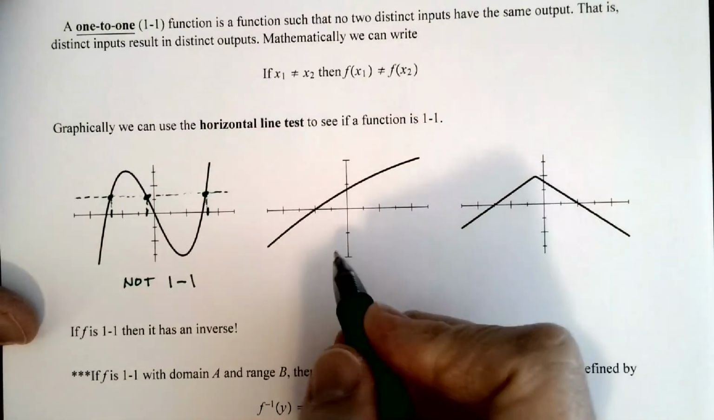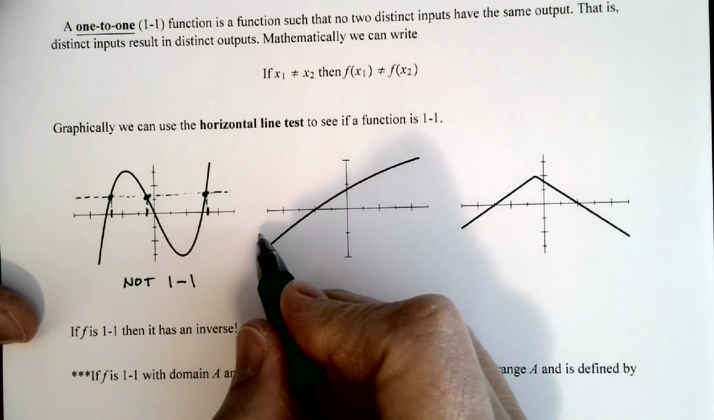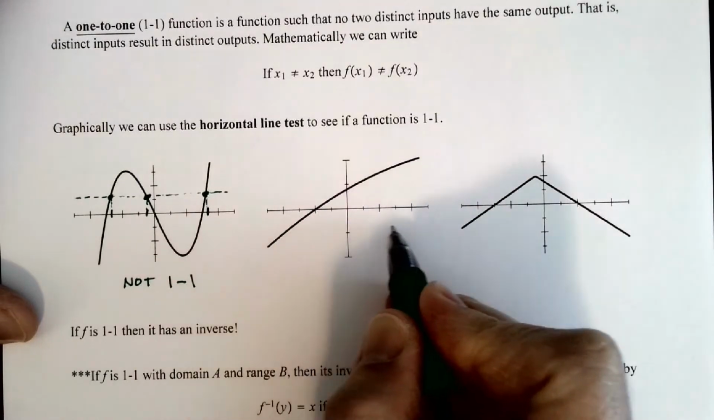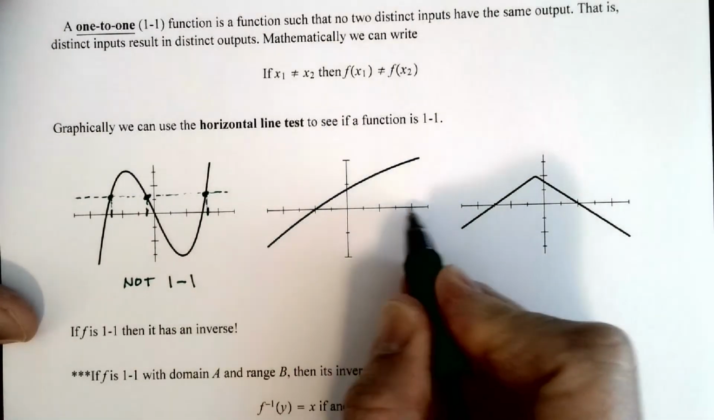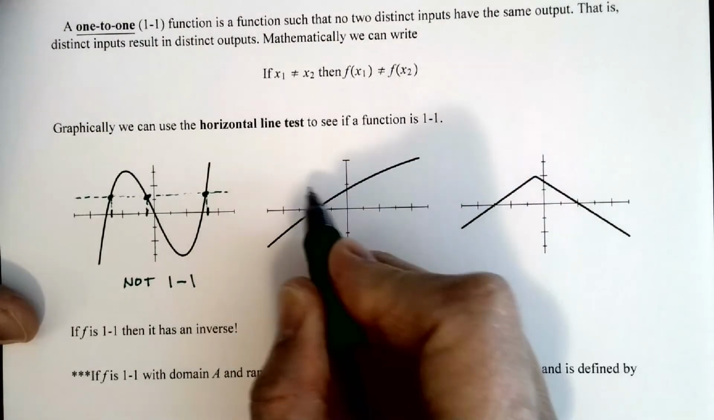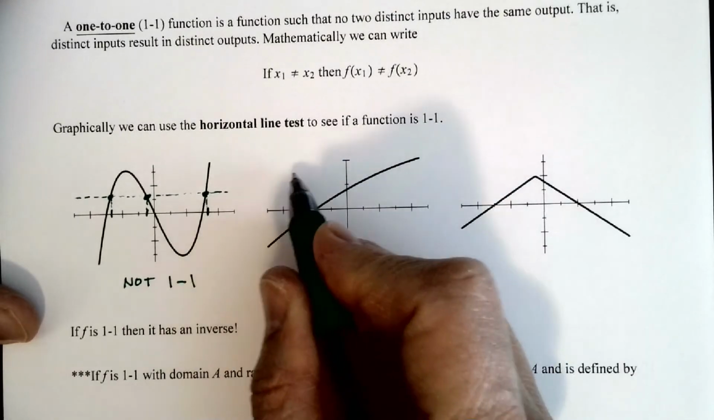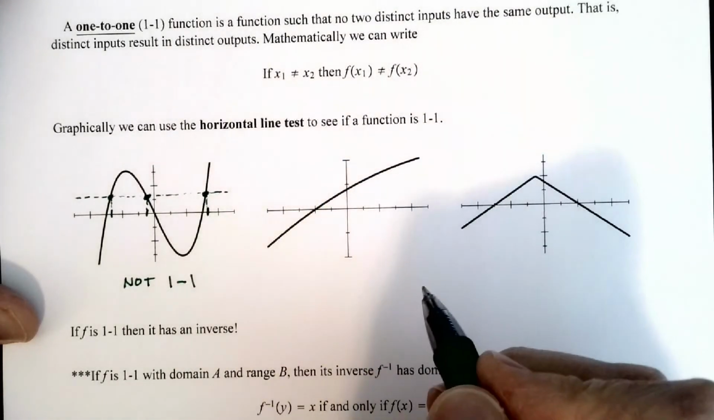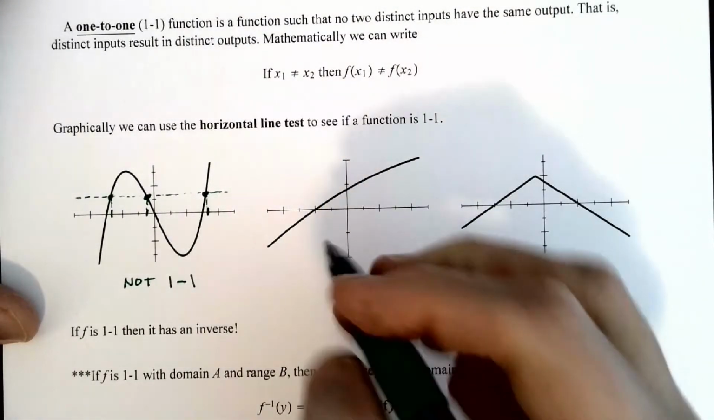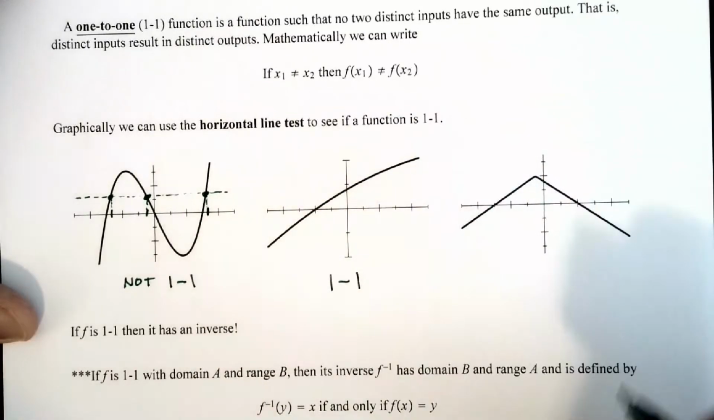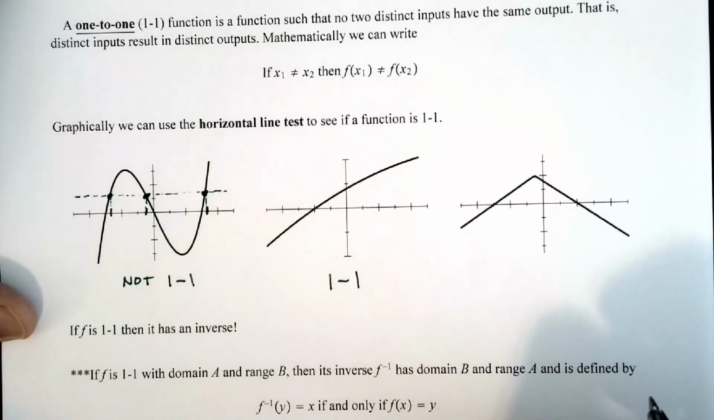Look at this function here. Can I draw any horizontal line and hit the graph more than once? As I begin to draw potential horizontal lines going across, it appears as though I only hit the graph exactly one time, not more than once. So the horizontal line test would indicate this is a one-to-one function.